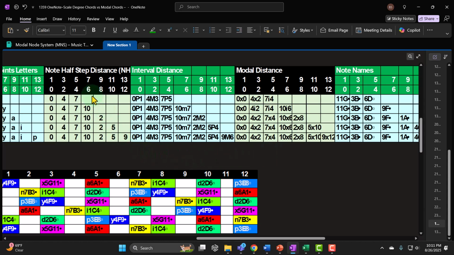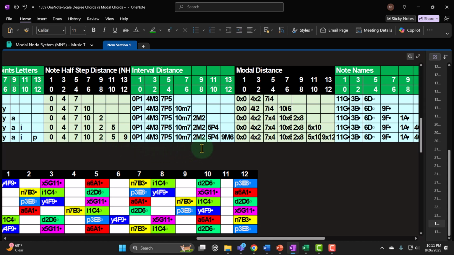If you go 6 modal half steps up, that's the 10th, the 7th scale degree. It would be 10 notes away, a minor 7, or 10 notes away from the Mixolydian node, the 6th modal half step. If you go 8 modal half steps up, it would be the 9th scale degree, which would be 2 notes up, or 2 plus 12, 14 notes up.